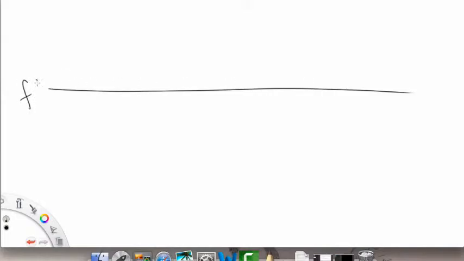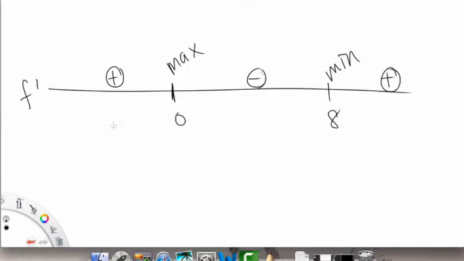So here's our f prime. There was a 0, and here's our 8. We had a maximum here and a minimum here because we went from positive to negative and back to positive. Our test points were -1, 1, and 9. This means increasing, this means a decreasing function, and this means increasing f of x.